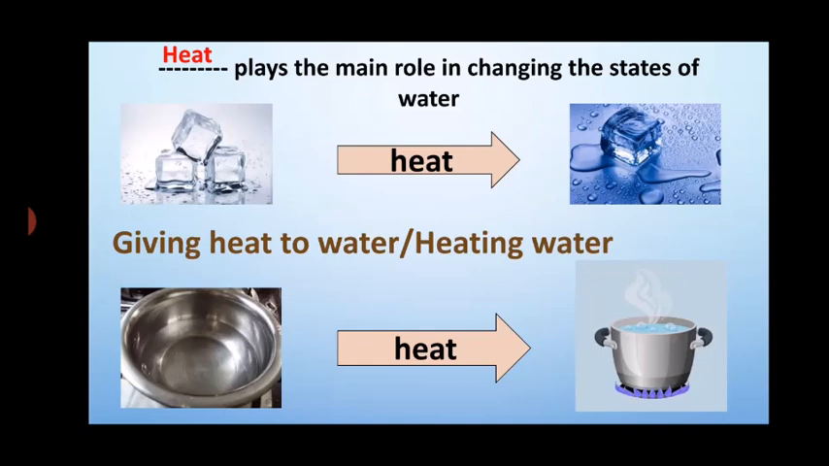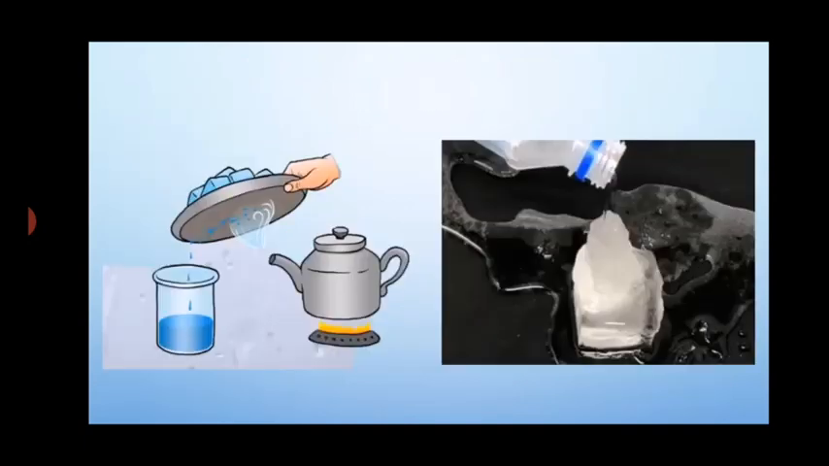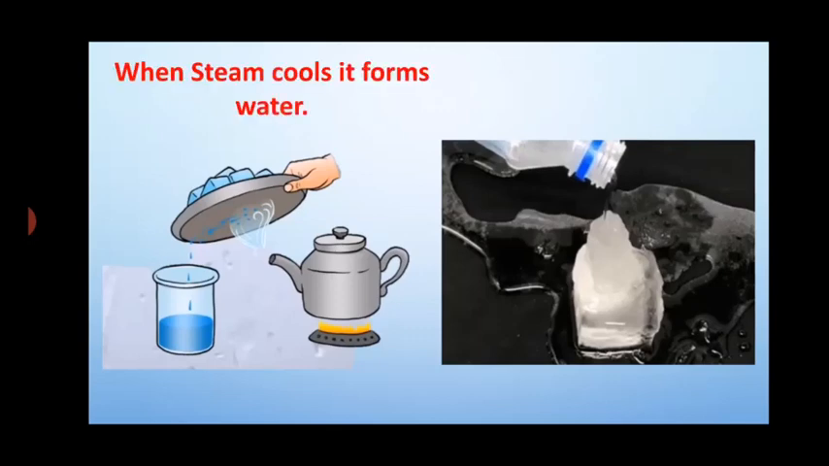Look here, and when steam is cool, it forms water, and when water is cool, it forms ice. Okay, so this is about the change of water. So when water boils, it turns into steam, and when water cools, it turns into ice.